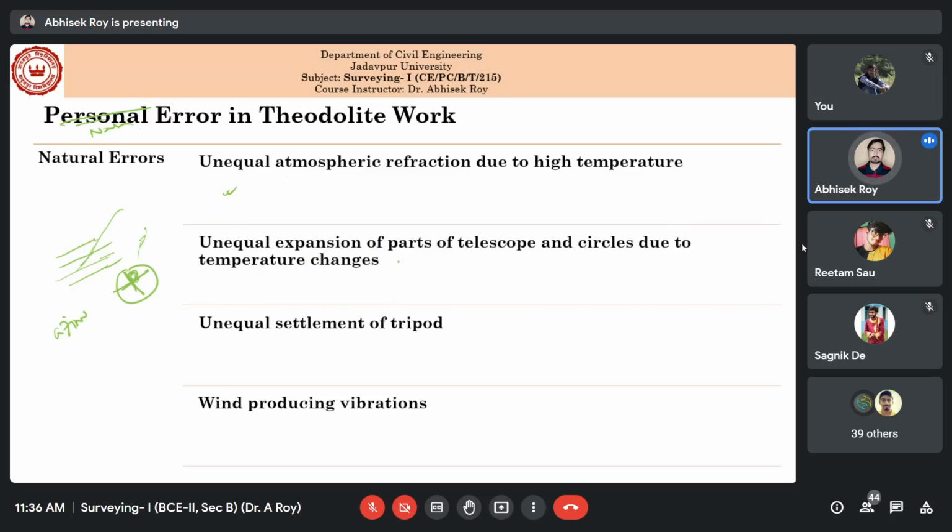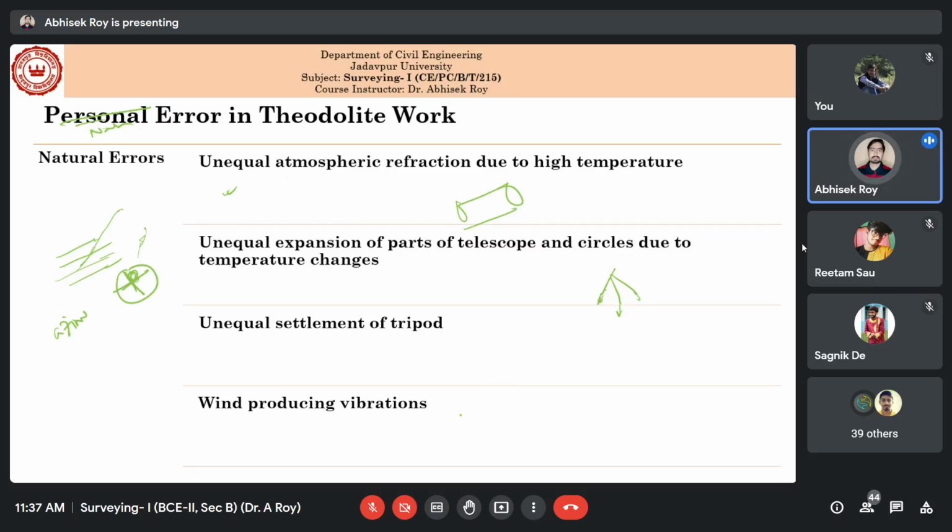Then unequal expansion of the parts of the telescope. Some part is made of metal, some part is made of glass, so due to that some unequal expansion will be there. Then unequal settlement of the tripod. While taking the measurements, if all three legs settle equally, there is no problem. But if one leg settles and the others stay as they are, then obviously there will be a problem in taking the reading.